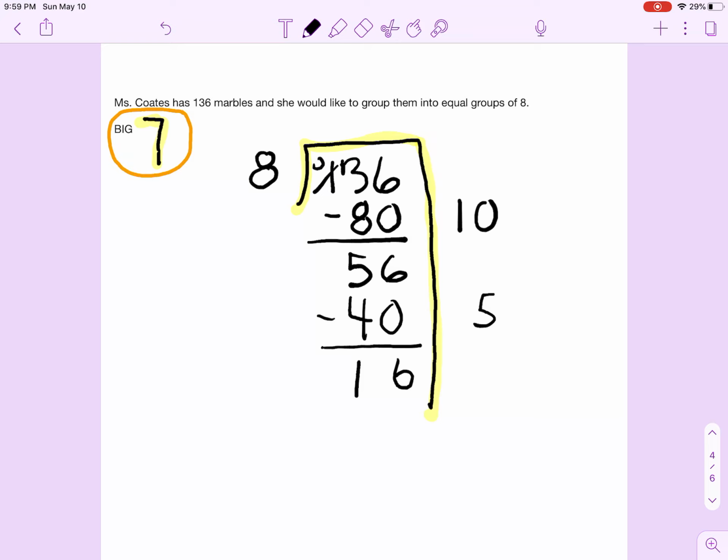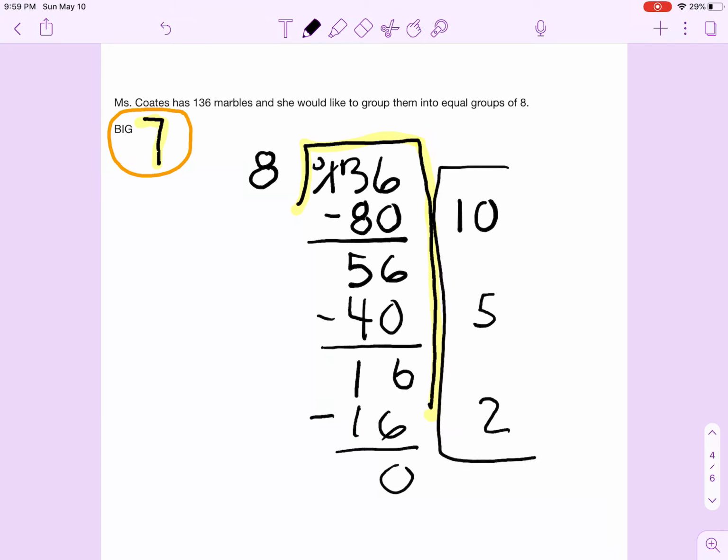Now, I can figure this out. How many groups of 8 fit into 16? I know that there are 2 groups of 8 that would fit into 16. So if I take those 16 out, of course, I'm left with 0. I don't have any left. And look again over here at what's at the side. If I add these together, 10 plus 5 plus 2, that would give me an answer. My quotient would be 17. And in this type of Big 7 problem, you put your 17 up on top.